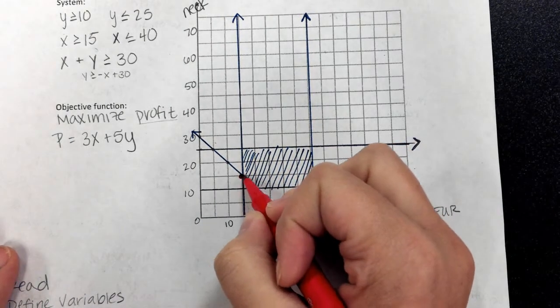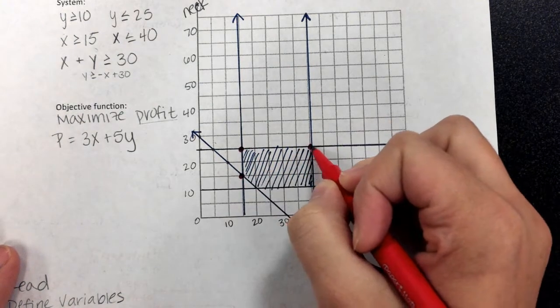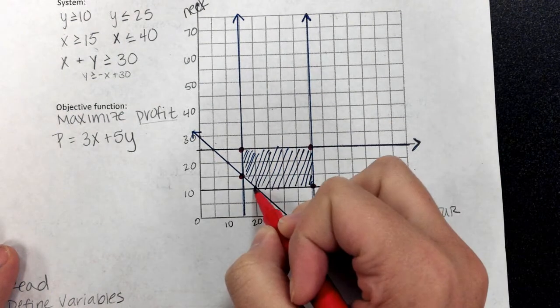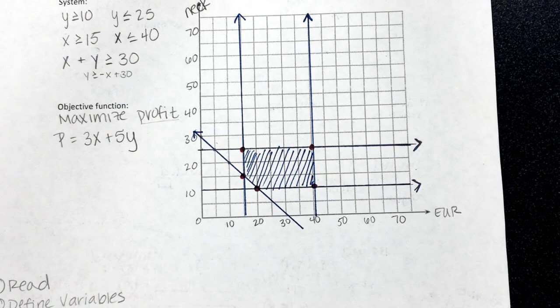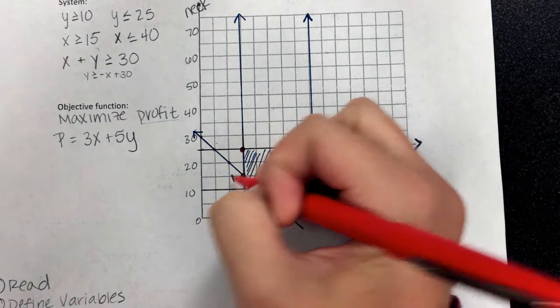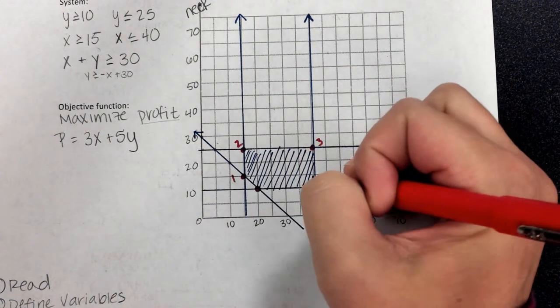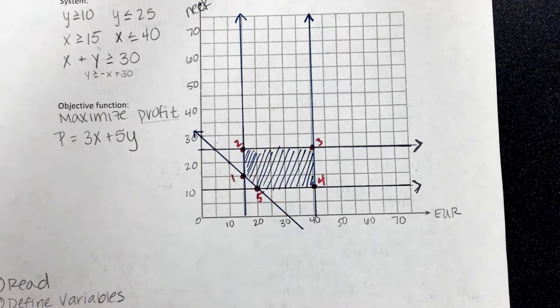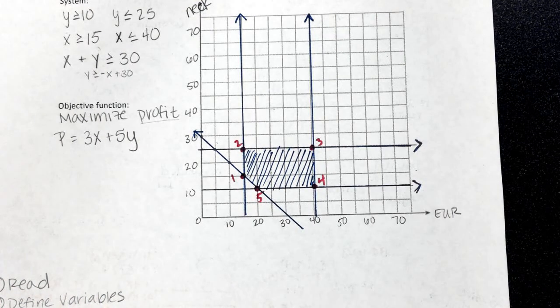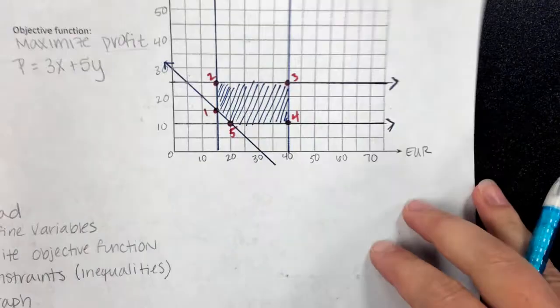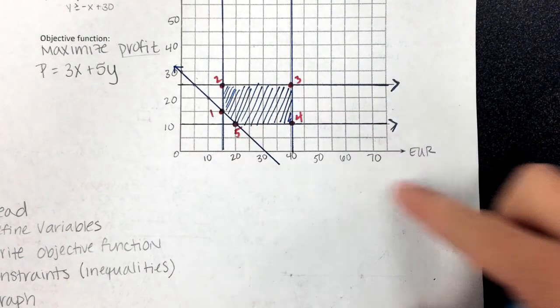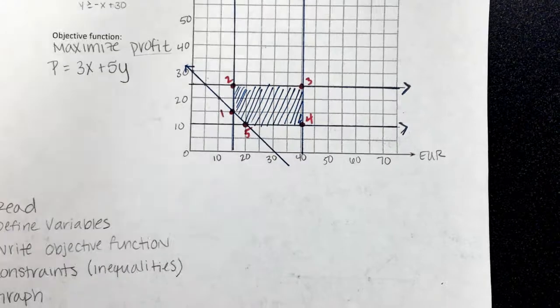So I have 1, 2, 3, 4, 5 vertices. I like to number them just so it's easy for me to know which ones I have and haven't done. Okay? What am I plugging these vertices into? The objective function. Okay? So that's what this space down here is for. We're going to plug our vertices into the objective function.